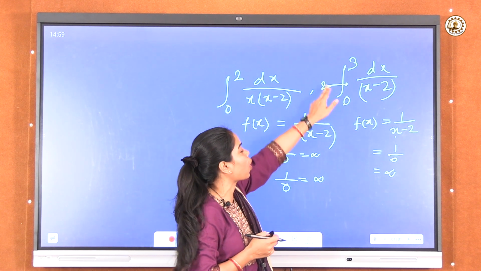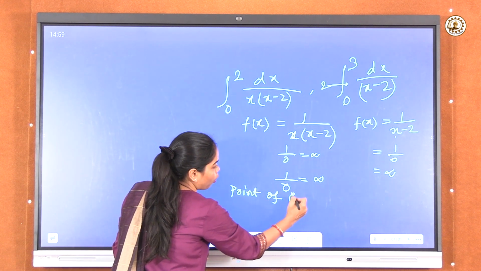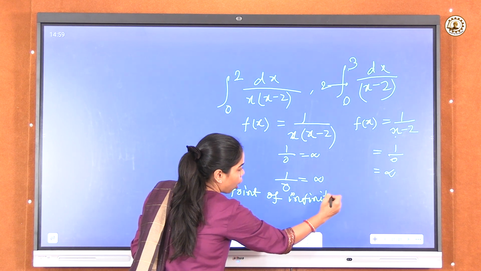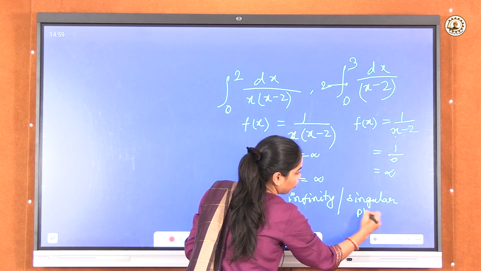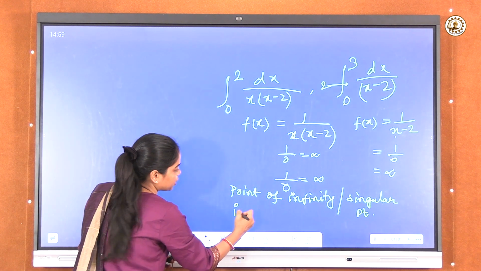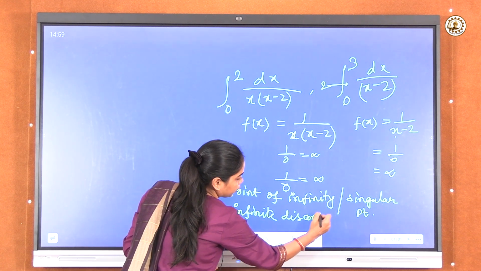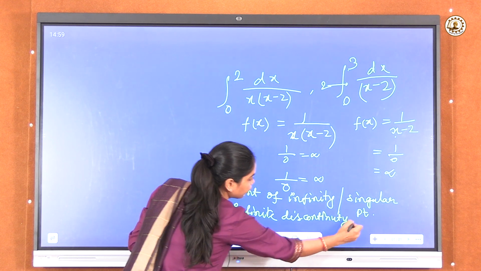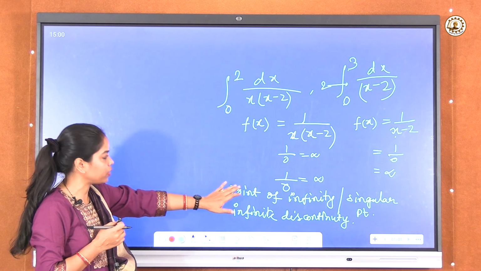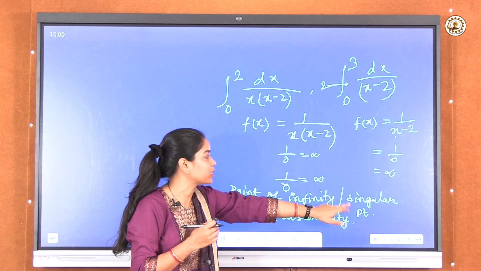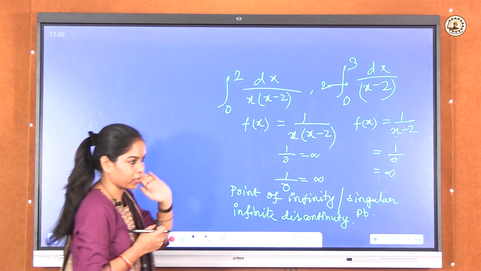And that point is called a point of infinity, or singular point, or infinite discontinuity. So improper integral means that if the integral has any point of infinity or singular point where the function has an infinite value, the integral is called improper.